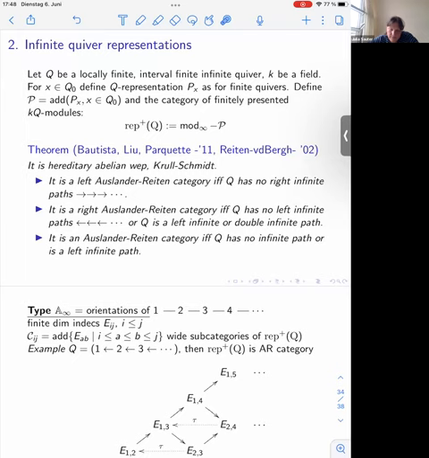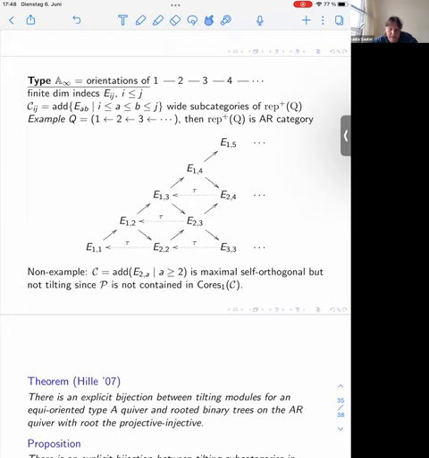So all the indecomposables appear in this kind of Auslander-Reiten quiver, but they're not always the first part or the last part of an almost split sequence. So this is a simple situation where you still have an Auslander-Reiten category. We look at orientations of A infinity. This is just orientations of this quiver, 1, 2, 3, and so on. And the indecomposables are interval modules. I just denote them E_{I,J}, I smaller or equal J.